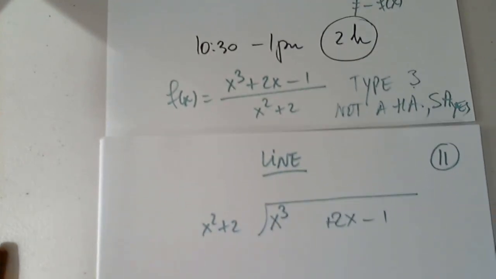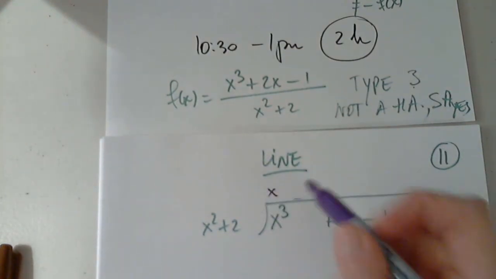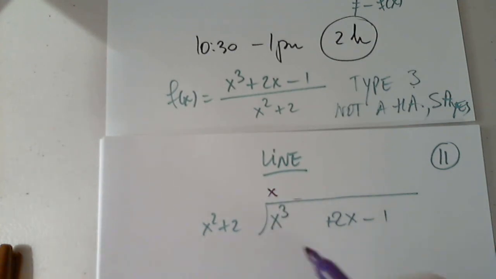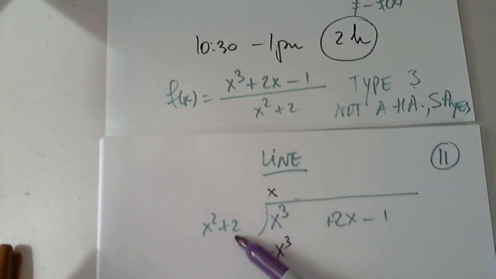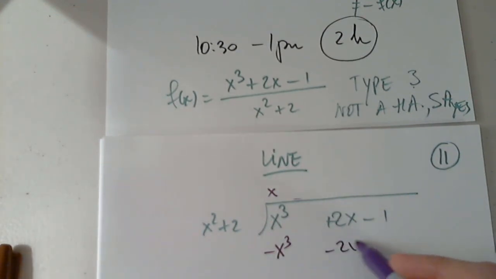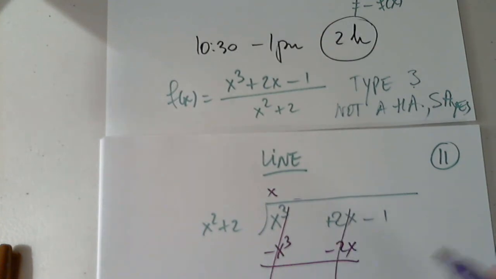So x squared times what is x cubed? The answer is x. Obviously, this must be a line. x times x squared is x cubed, but I have to subtract. And then x times 2x is 2x, but I have to subtract. I don't have an x squared term, which is even better. A -1, and it's done.